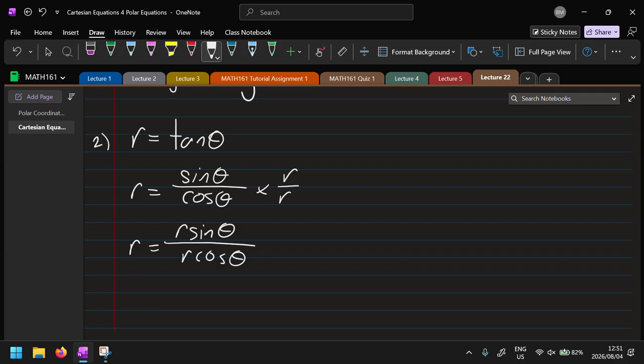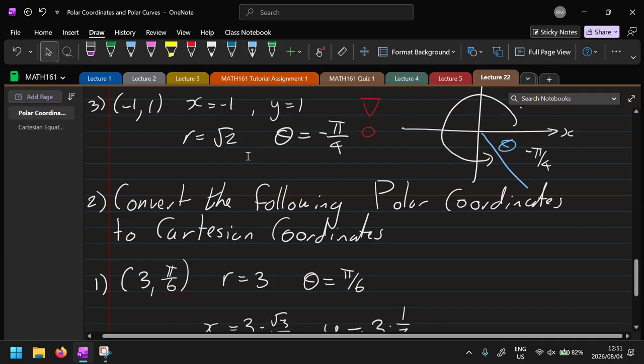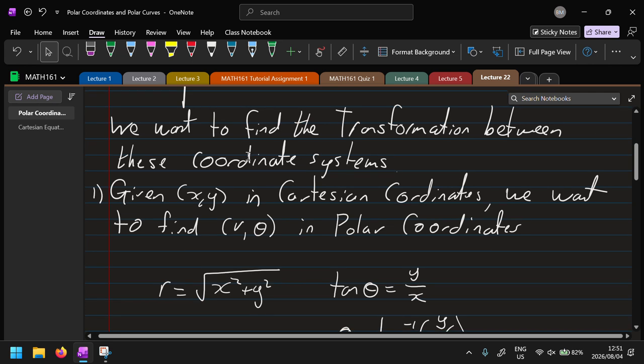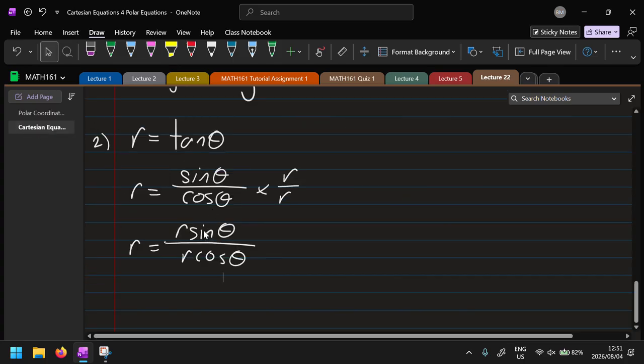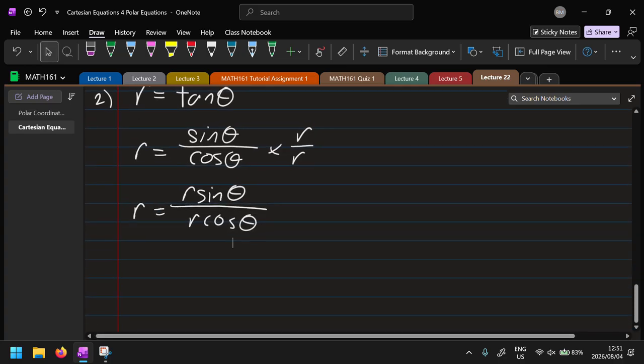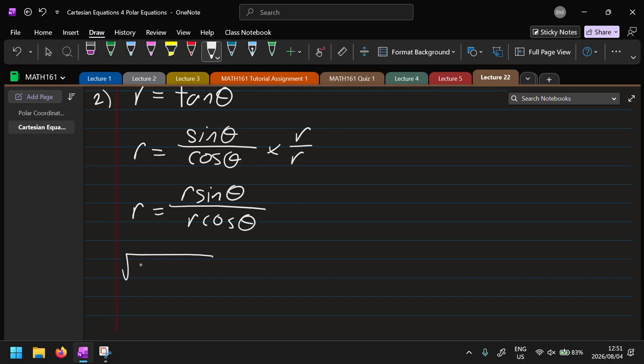And now we can convert. We know how to go back and forth now. So r, we look back at our original equation here. r there, that's root x squared plus y squared. And r sine theta is y, r cos theta is x. So we just substitute. So we end up with the Cartesian form.